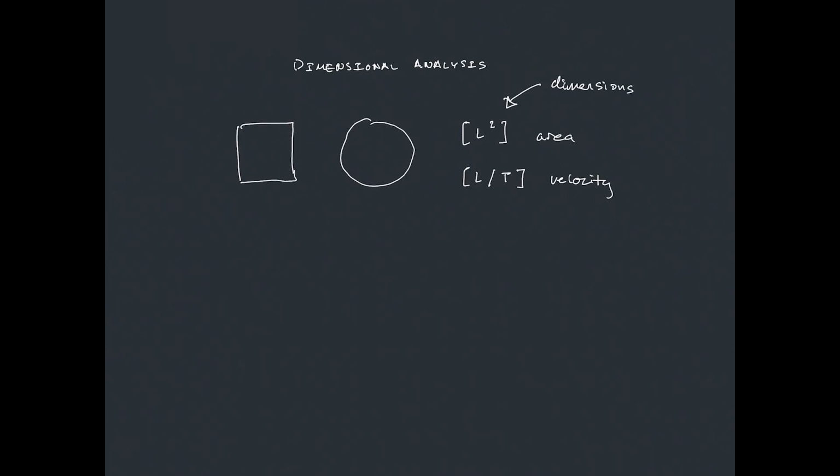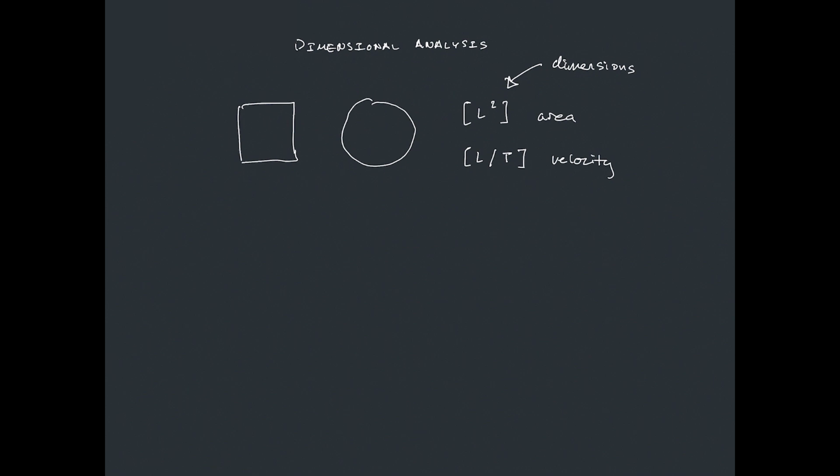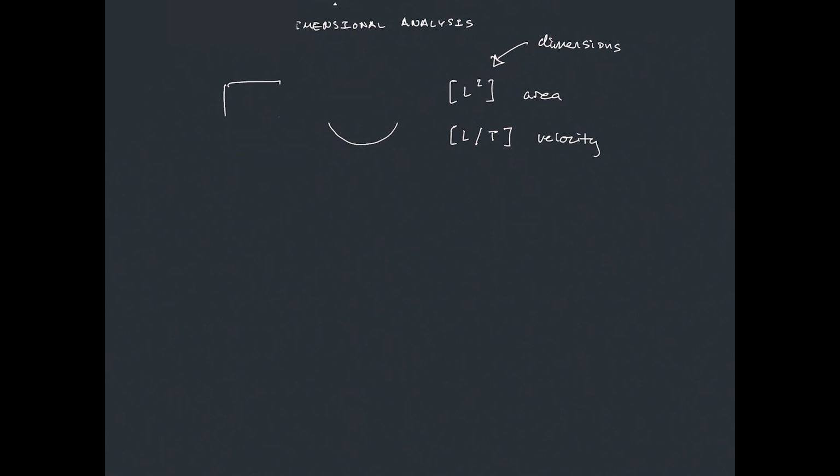So why are dimensions useful? Well, we can actually use dimensions to work out relationships in formulas. And this is called dimensional analysis. One way we use dimensional analysis is to check if a relationship is incorrect. We know that if we multiply 2 dimensions on one side, then on the other side, we should have the same dimensions.